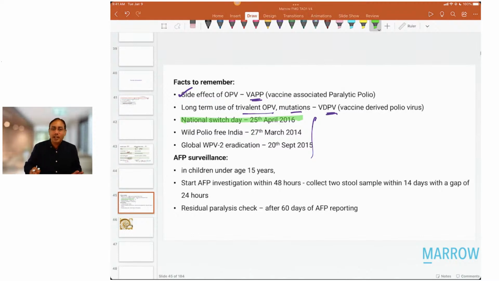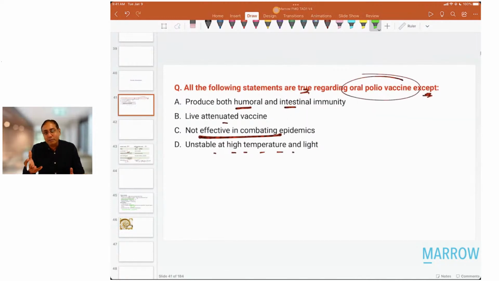A few questions on the National Polio Program. AFP surveillance में बेटा we collect stool samples. Both the stool samples should be collected. The first stool sample should be collected within how many hours? Within 48 hours of the AFP reporting, and the second sample should also be collected within 14 days, but at least with a gap of 24 hours from the first sample, and then you do residual paralysis check after 60 days of AFP reporting, and that is what is AFP surveillance.